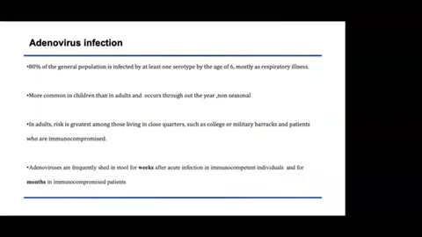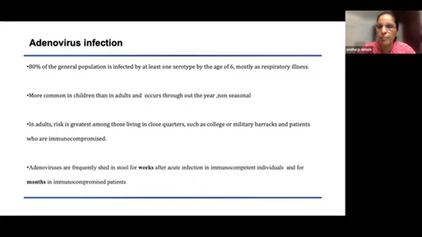80% of the general population is infected by at least one serotype by the age of 6, mostly as a respiratory infection. It's more common in children than in adults and occurs throughout the year. It is non-seasonal. In adults, the risk is greatest when people are living in close quarters or when they are immunocompromised. Once they get an acute infection, in an immunocompetent individual, adenovirus will be shed in the stool for weeks, and in an immunocompromised patient, it can be up to months.